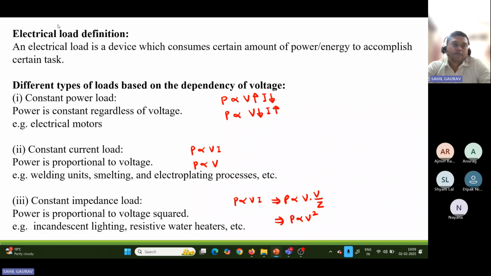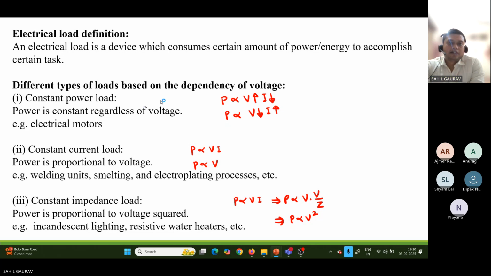So coming to the next part, we have seen the electrical load definition. We don't characterize the load based upon the resistance value or impedance value. We define the load based on the amount of power or energy consumption. So an electrical load is a device which consumes a certain amount of power or energy to accomplish a certain task. It is very important. We don't define load based on its impedance or resistance.